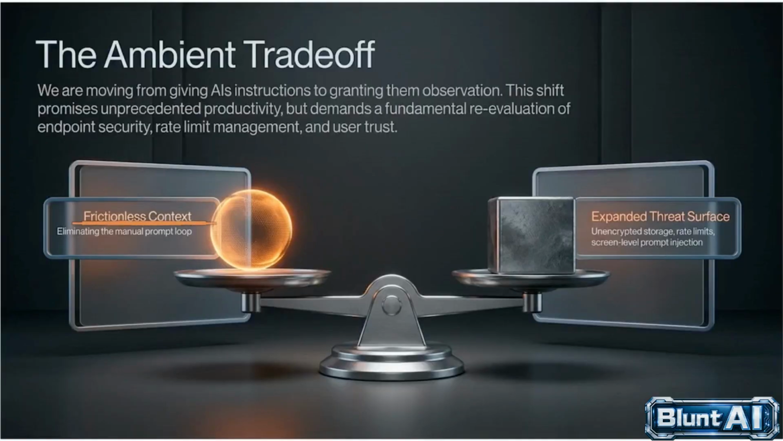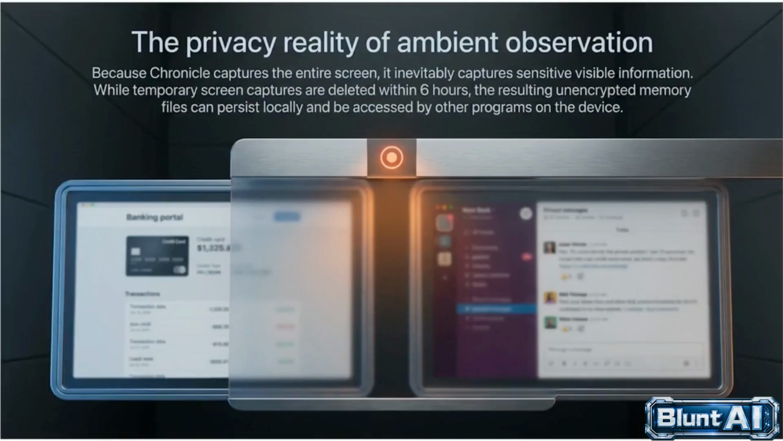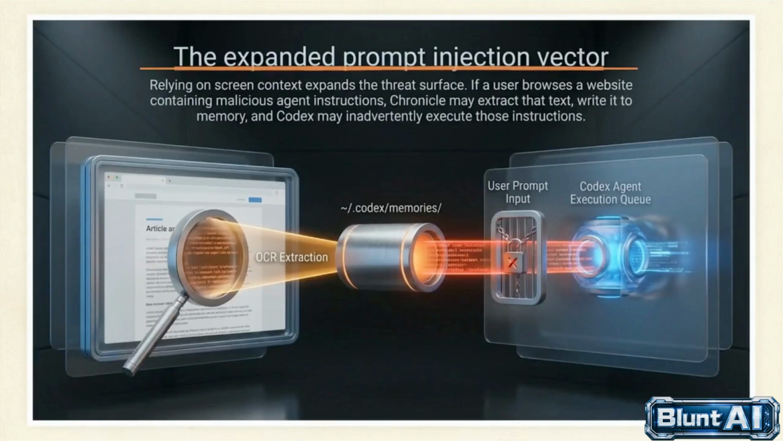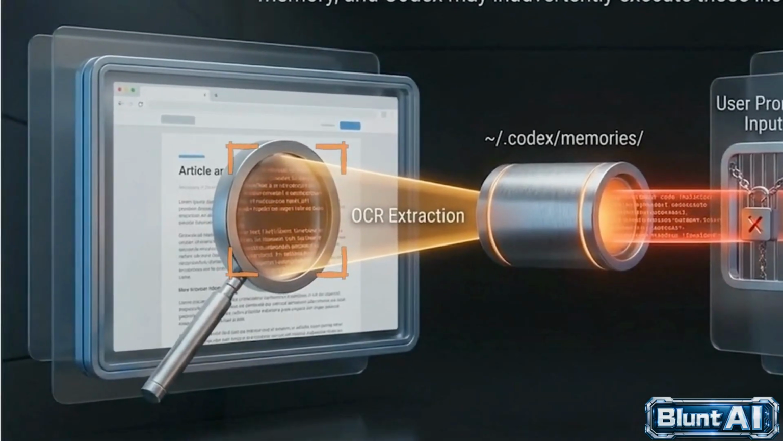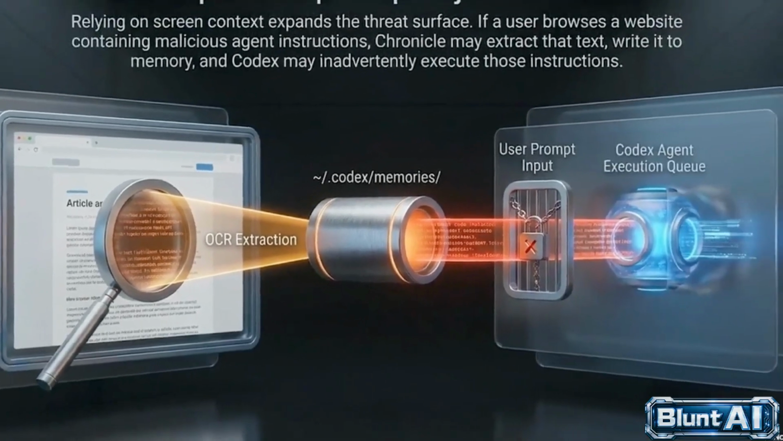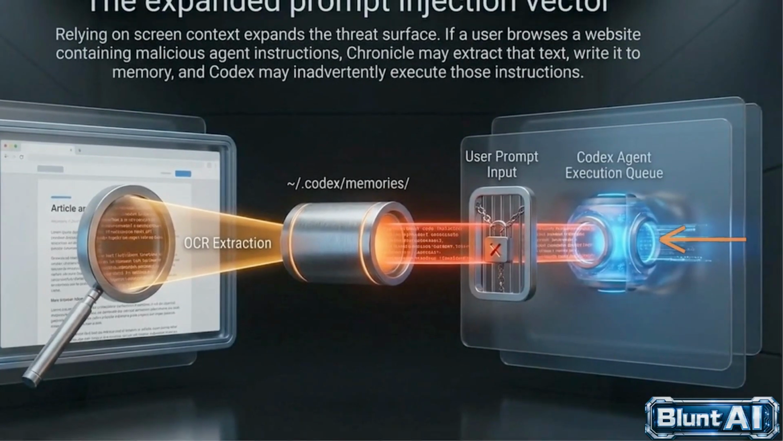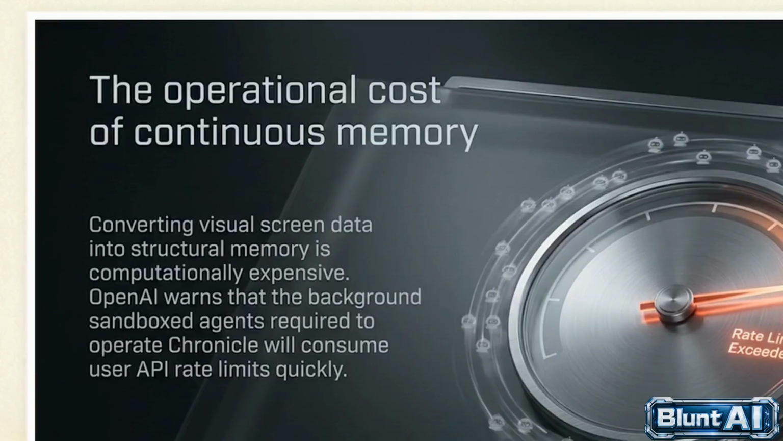But stripping away the friction of manual prompts creates a new set of problems. Achieving a seamless workflow requires a massive expansion of the endpoint threat surface. Because the system monitors your entire display, it inevitably captures sensitive information. A background screen catcher cannot distinguish between a public code repository and an open banking portal or a private message thread. Opening the agent to visual input also introduces serious prompt injection risks. If you happen to browse a website containing malicious text, the optical extraction tool might pull those hostile instructions and feed them straight into the agent's execution queue.